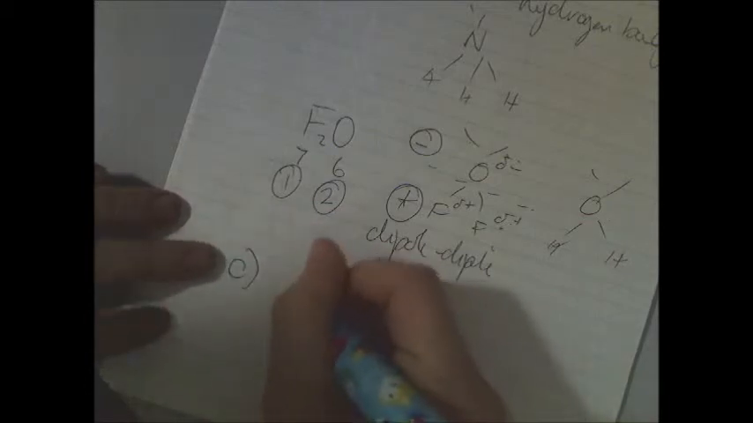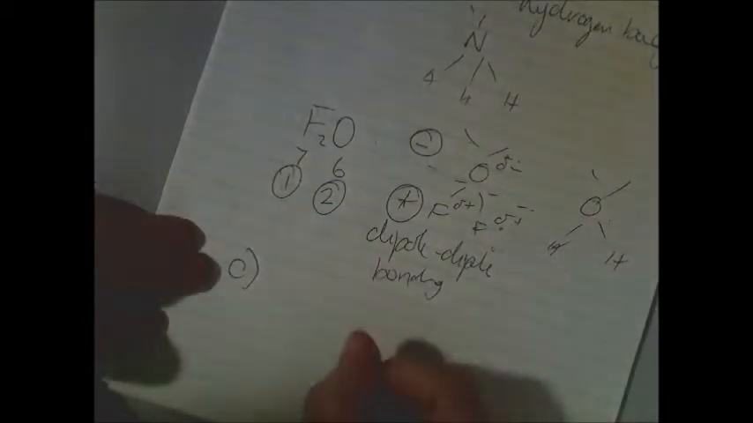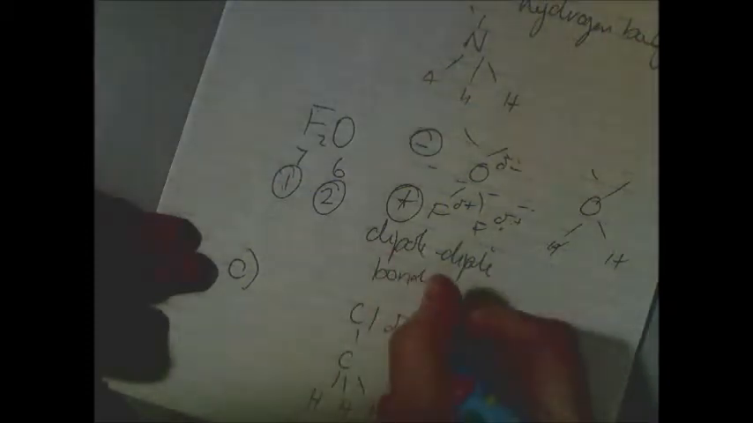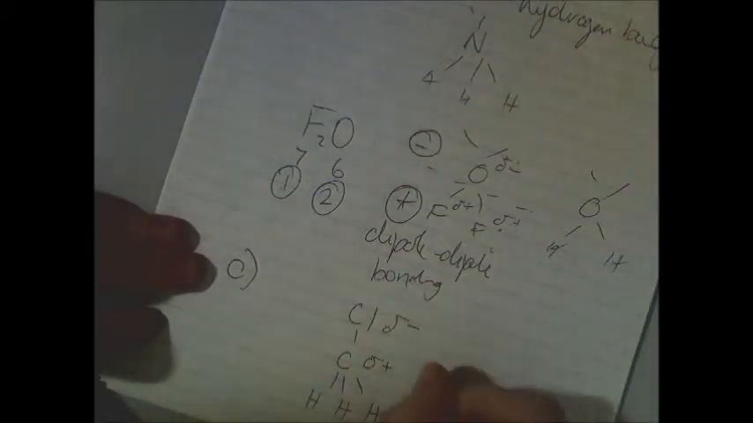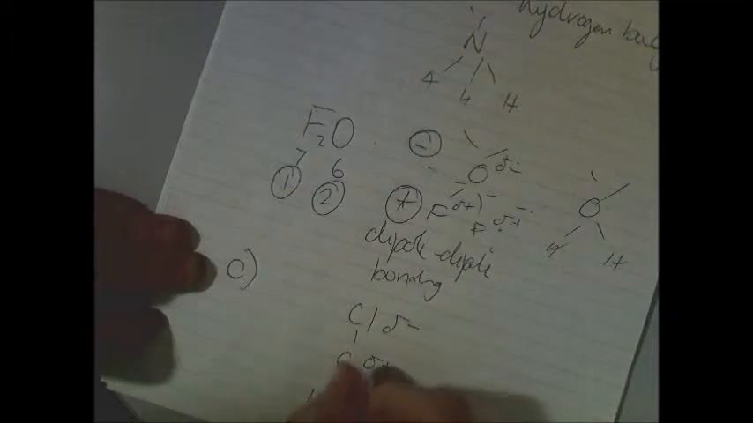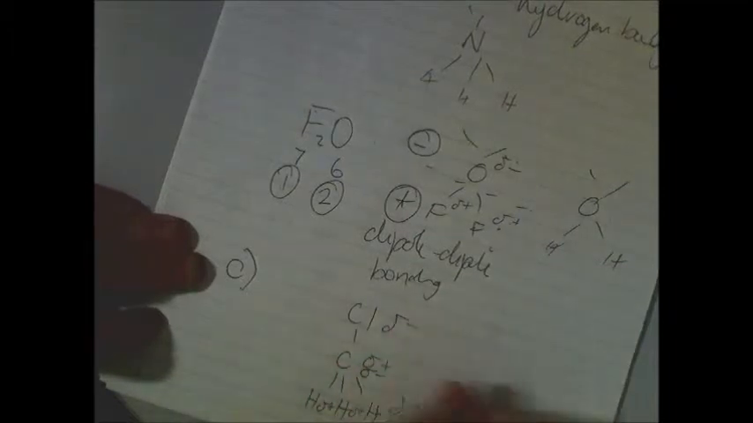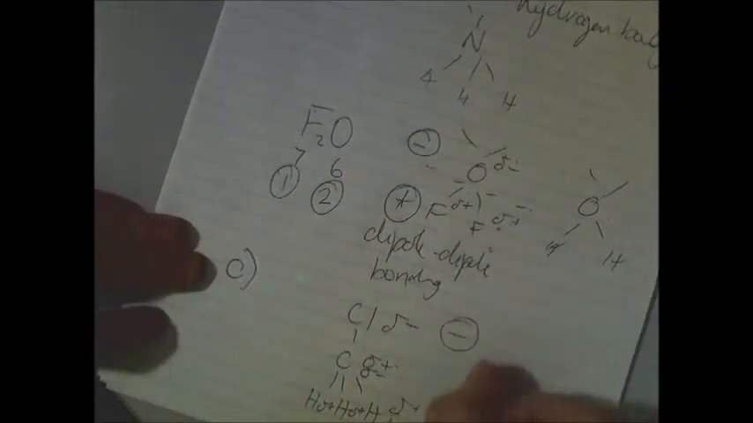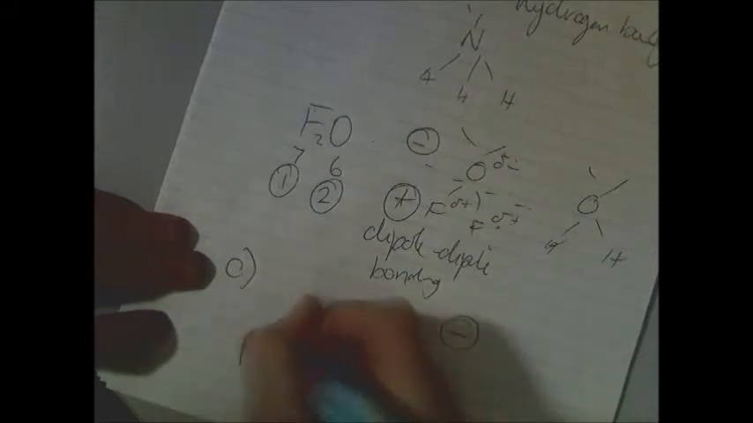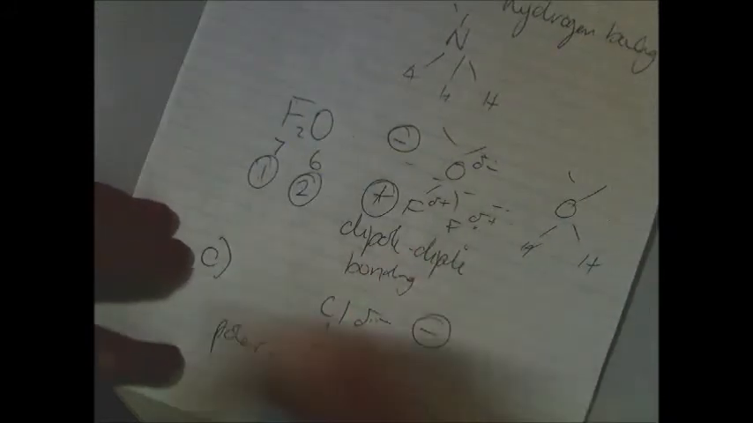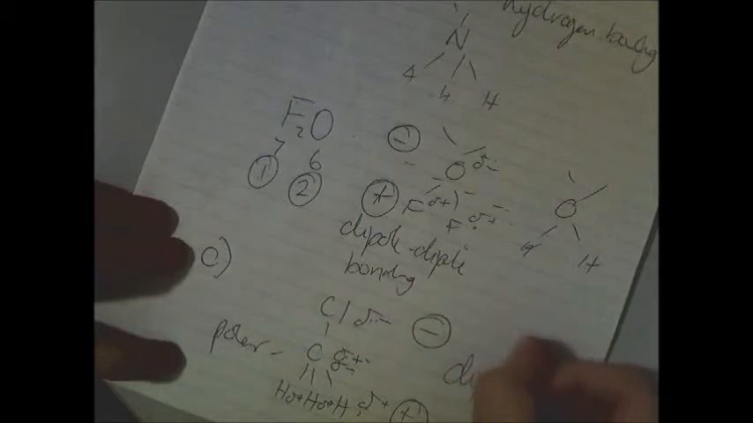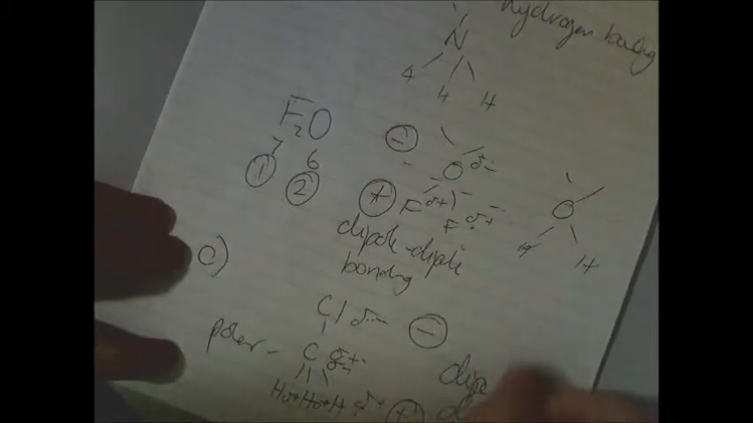Okay, C. So CH3Cl, delta neg, delta pos, delta pos, delta pos, delta pos, delta neg compared to that, but regardless, still negative and positive, polar. There is no N, O or F bonded to a H, so it's just dipole-dipole.